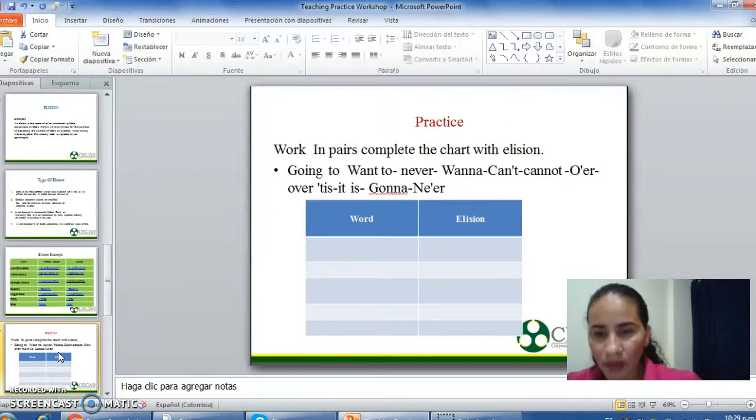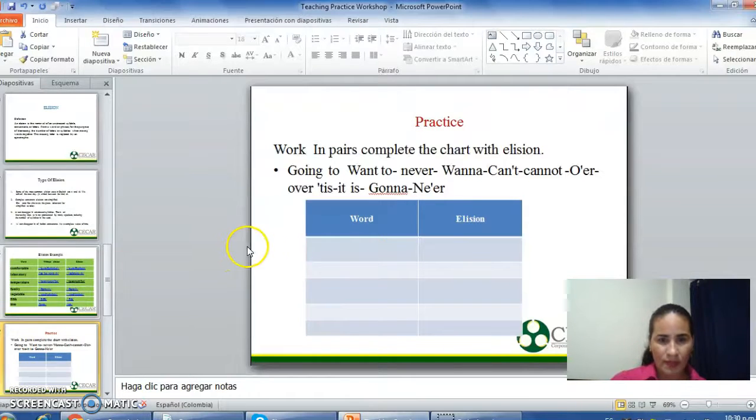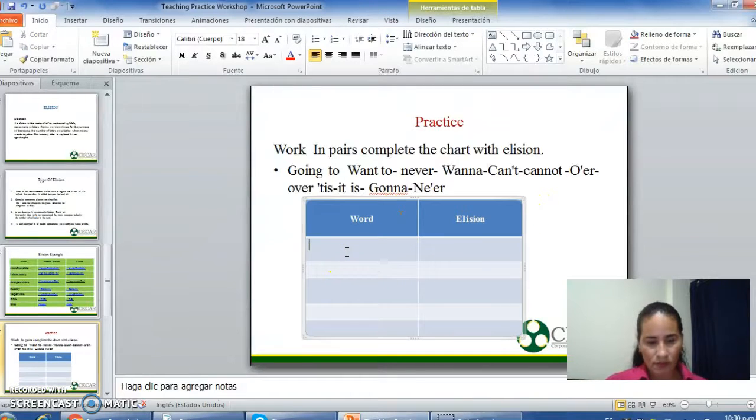Now we practice. In pairs, complete the chart with elision. Word, elision. Going to, elision: gonna. Want to, elision: wanna.